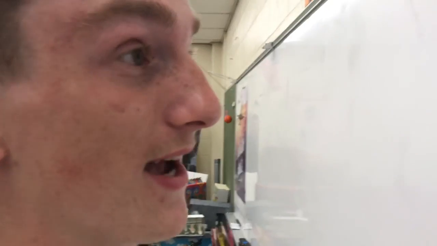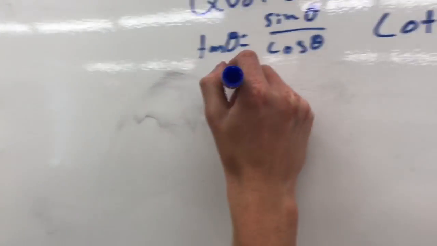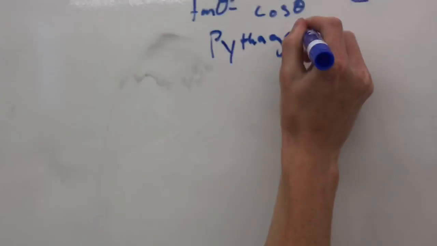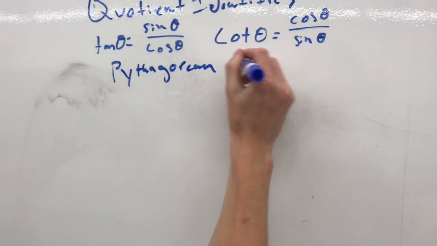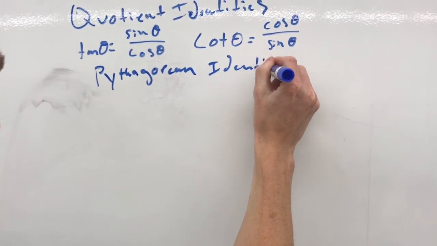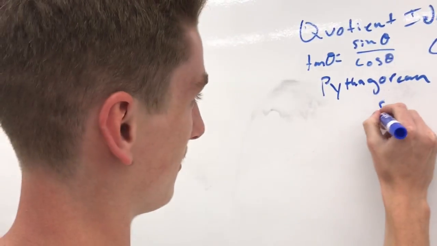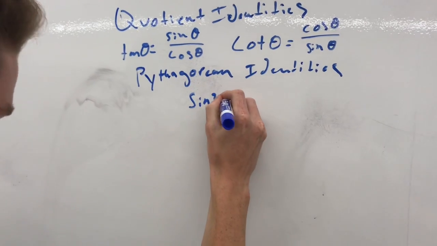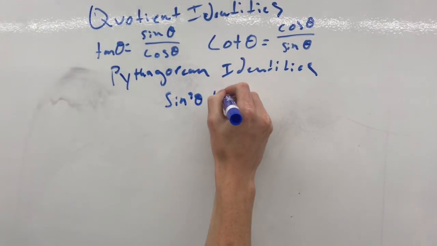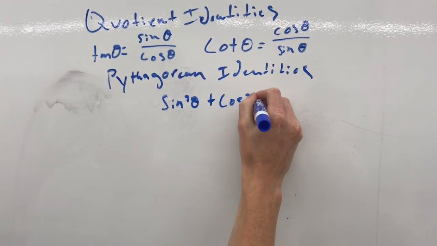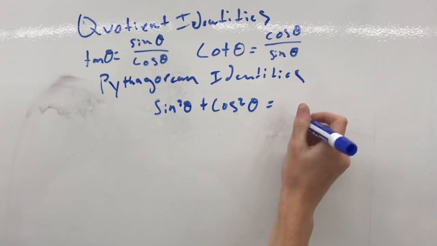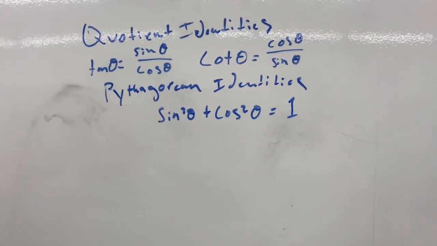We got one. Then we're moving on to the Pythagorean identities. You're definitely going to want to know these. You've got to memorize these. Pythagorean identities. So you're starting off with a foundational Pythagorean identity: sine squared of theta plus cosine squared of theta equals 1. Good job, Garrett.